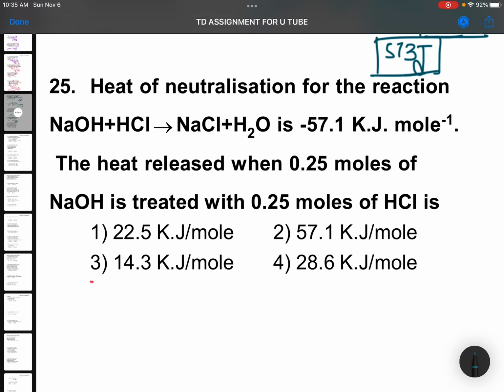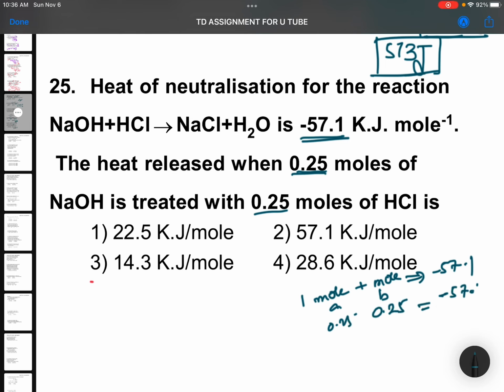Heat of neutralization for the reaction of NaOH plus HCl is given. The heat released when 0.25 moles NaOH is treated with 0.25 moles of acid: when 1 mole of base is treated with 1 mole of acid, you are getting minus 57.1. Then for 0.25 moles, it is 1/4 of this, so divide by 4. So 14.3.